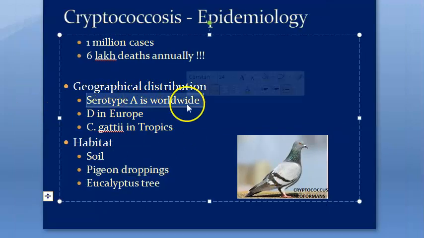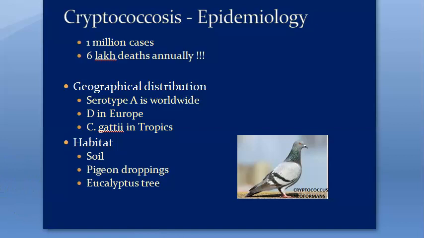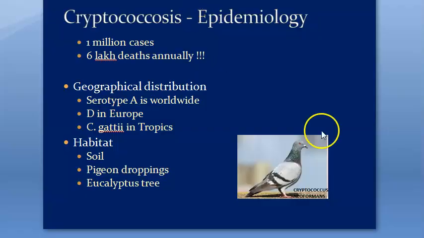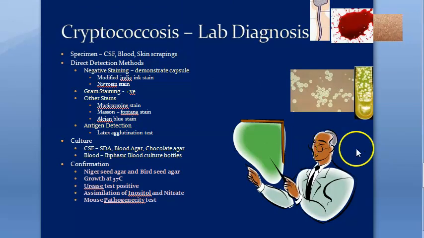Where all will Cryptococcus be there? In the soil, obviously the pigeons and the avian droppings, pigeon droppings, eucalyptus tree also. So that is where you would find Cryptococcus. Can you tell me where you find Cryptococcus? Yes. Recollect: in the soil, pigeon droppings, avian droppings, eucalyptus tree. What will you find in a eucalyptus tree? Cryptococcus neoformans. Let's move on to the lab diagnosis quickly and finish off this video.